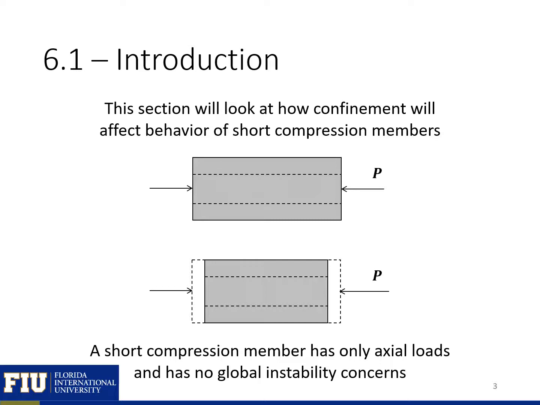In this section, we're going to look at how confinement affects the behavior of our short compression members. A short compression member has only axial loads and no global instability concerns. So later we're going to talk about short columns, which have axial loads and moments, and then also slender columns, which will have axial loads, moments, and global buckling concerns. But right now we're just looking at axial only members with no global instability concerns.